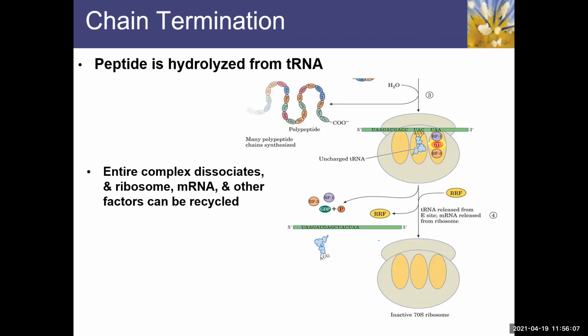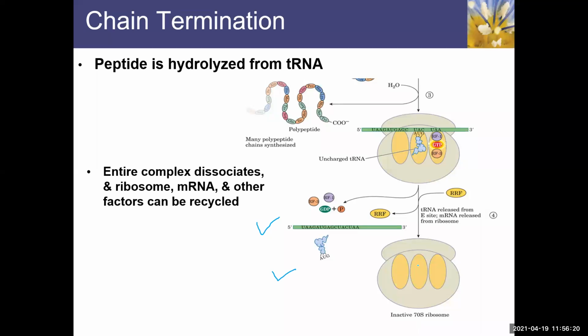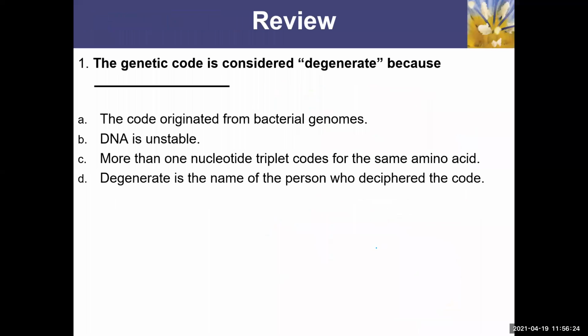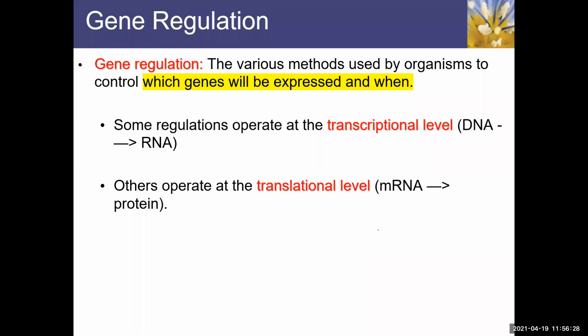Everything will dissociate. Look at this: I have the mRNA, I have the tRNA, and then the two ribosomal subunits will separate from each other. Is it clear? That's how the termination of protein synthesis will take place.